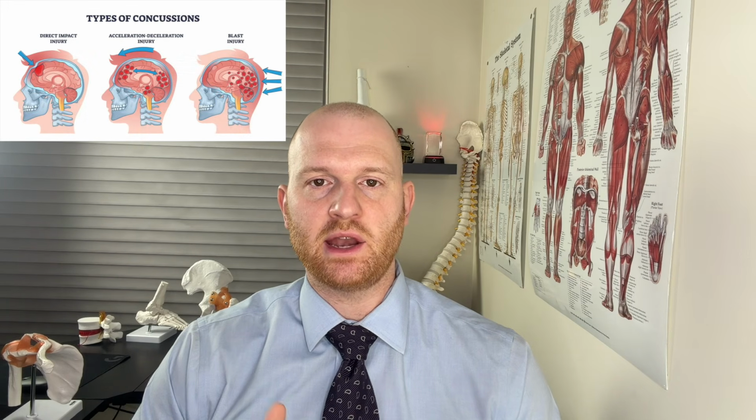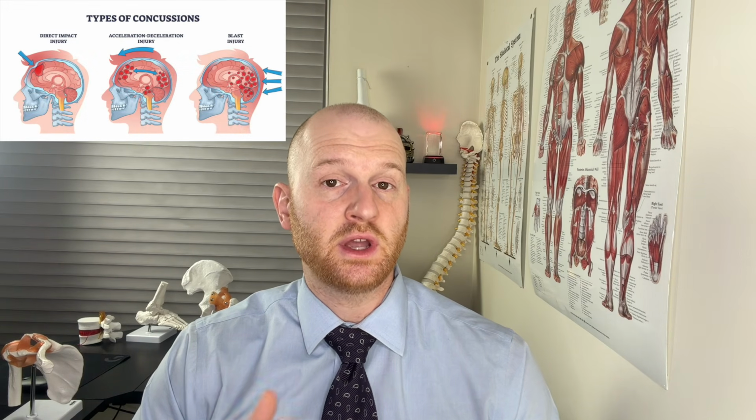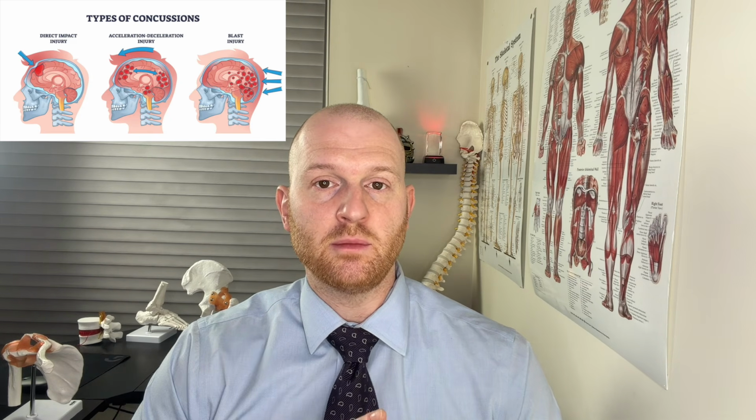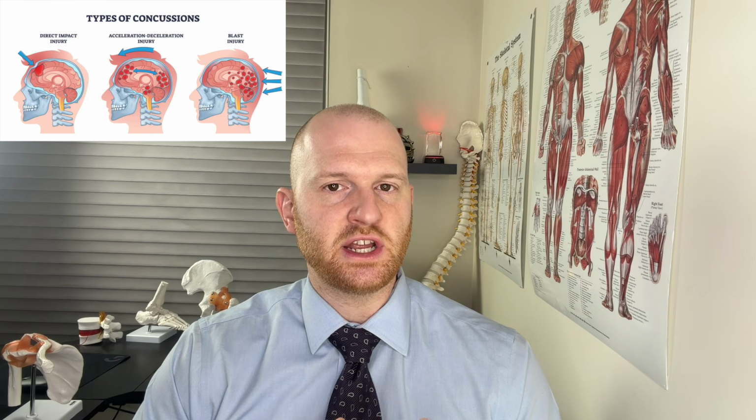There are three main mechanisms that can lead to a concussion. The first is a direct impact injury, and that is the one that is most applicable for this injury, obviously. Then there is an acceleration-deceleration injury, and then finally there's another one called a blast injury. For the direct impact injury, there is some sort of force making contact with the head, and this force is great enough that it's causing some movement of the brain inside of the skull.